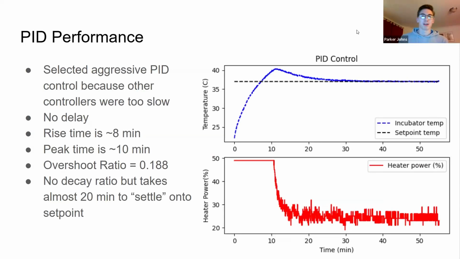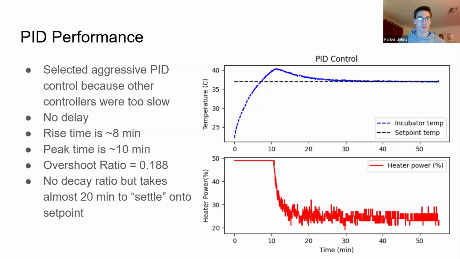So here are the results from our PID controller. You can see, like Jeremy mentioned, we used the aggressive PID control because the other controllers were just too slow. And you can observe that there was no delay in the temperature response from when the heater was turned on. The rise time to reach our set point of 37 degrees Celsius was about 8 minutes. And then the peak time was about 10 minutes to reach a temperature of about 40 degrees Celsius. And that's where our overshoot occurred.